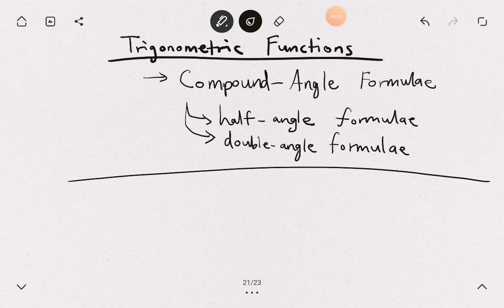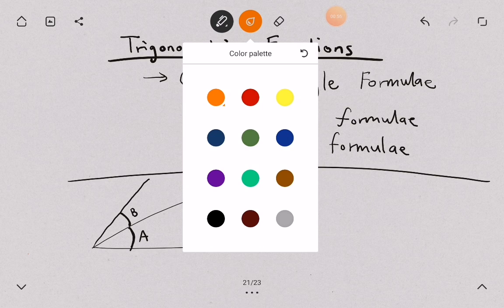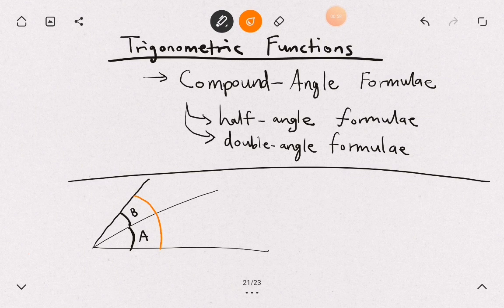So today the main issue is that I have an angle like this. For example, this is angle A. Okay, and then say this is angle B. Okay, so then this orange angle will be A plus B, right?